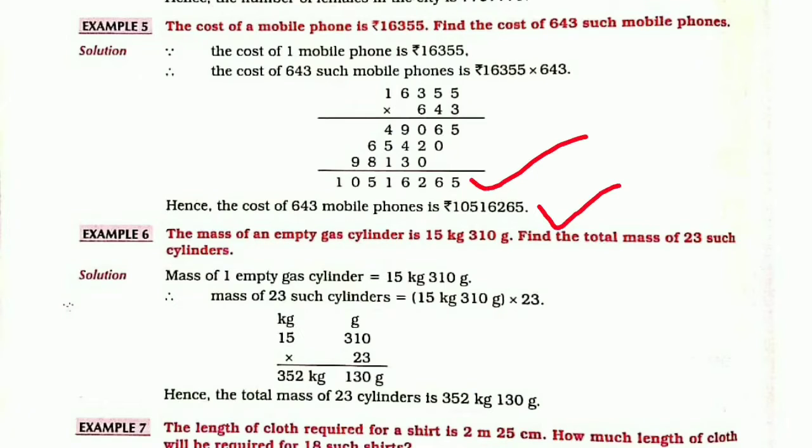Now example number 6 is also given. The mass of an empty gas cylinder is 15 kg 310 gram. Find the total mass of 23 such cylinders. So mass of one cylinder is given and he is asking the mass of 23 cylinders. So for this we multiply the mass of one cylinder with the number of cylinders. So as you can see, simple multiplication we will do here and then the answer will come 352 kg 130 gram.